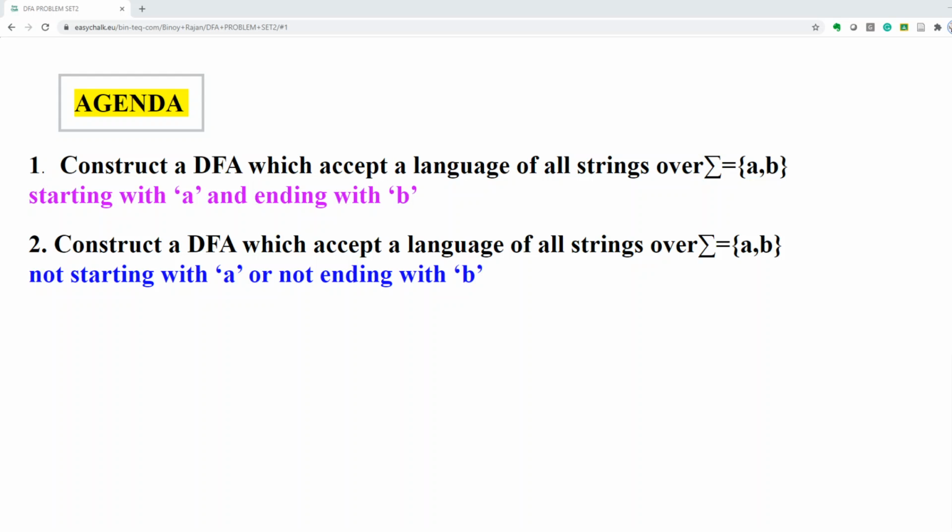In this lecture, you will learn how to construct a DFA. The first question that we'll be focusing on is: construct a DFA which accepts a language of all strings over alphabet set A, B starting with A and ending with B. The second question: construct a DFA which accepts a language of all strings over alphabet A, B not starting with A or not ending with B. So these are the two questions that we are going to solve.